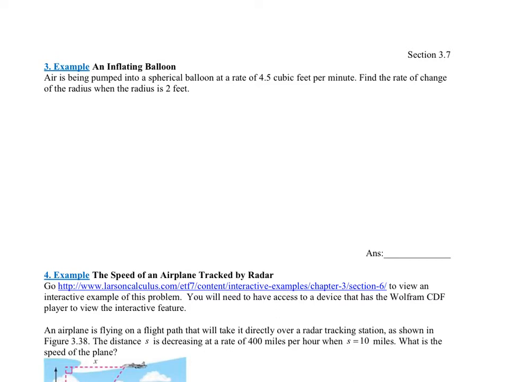Okay, so let's look at this. They want the rate of change of the radius. Rate of change in the radius. So what do they want? They want the rate of change in radius, which would be r prime. Let's think about what's given to us here.